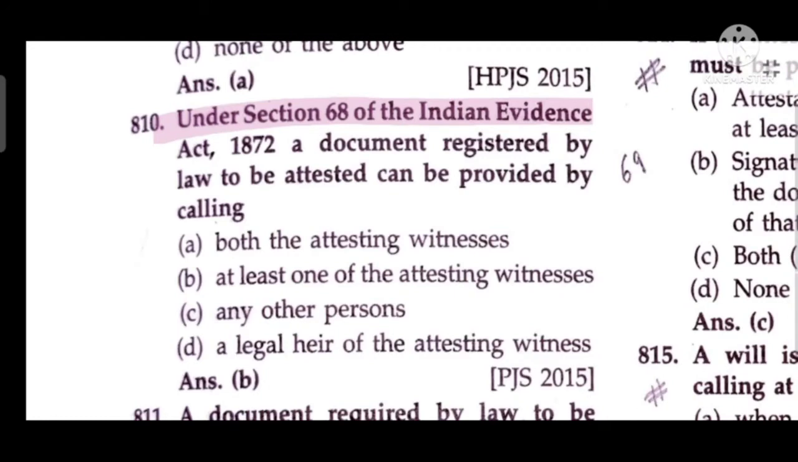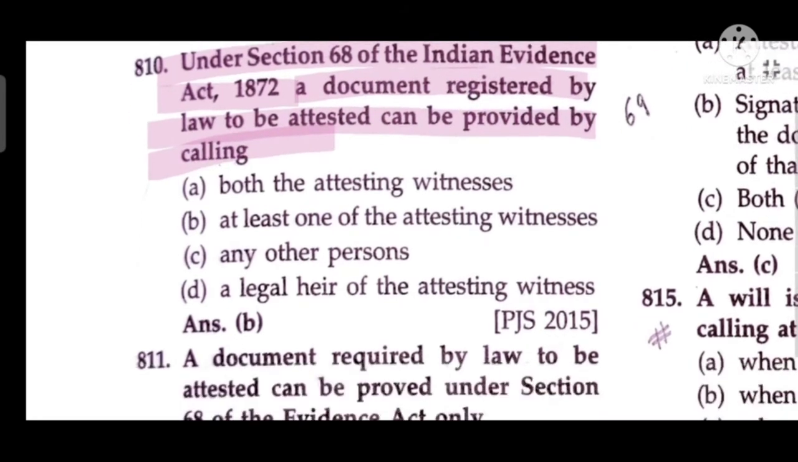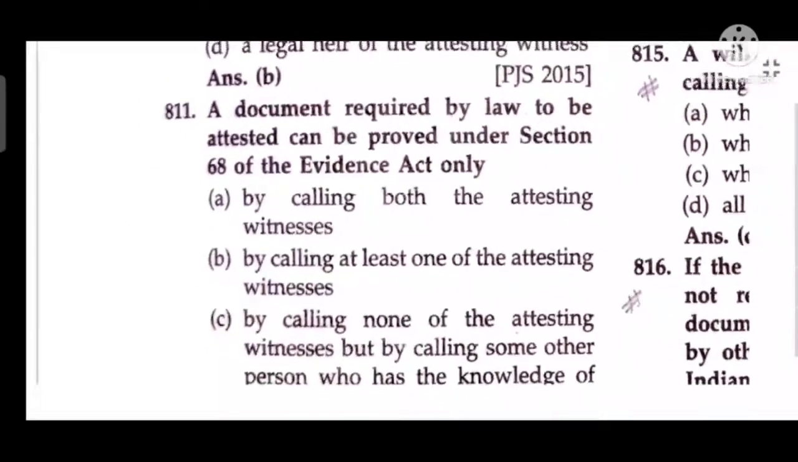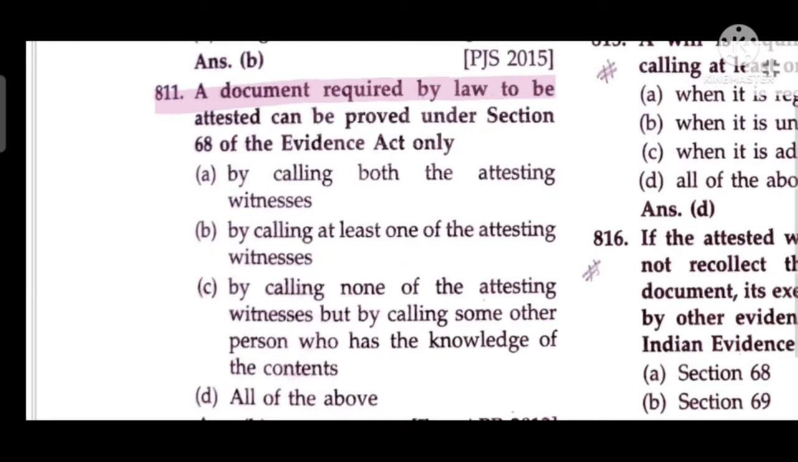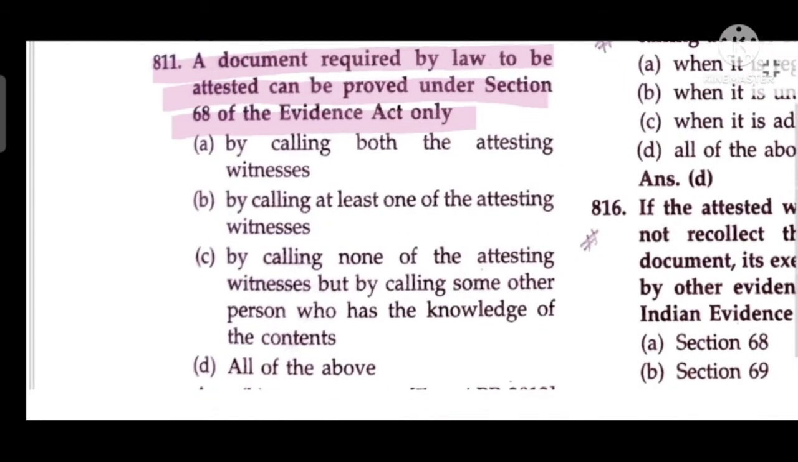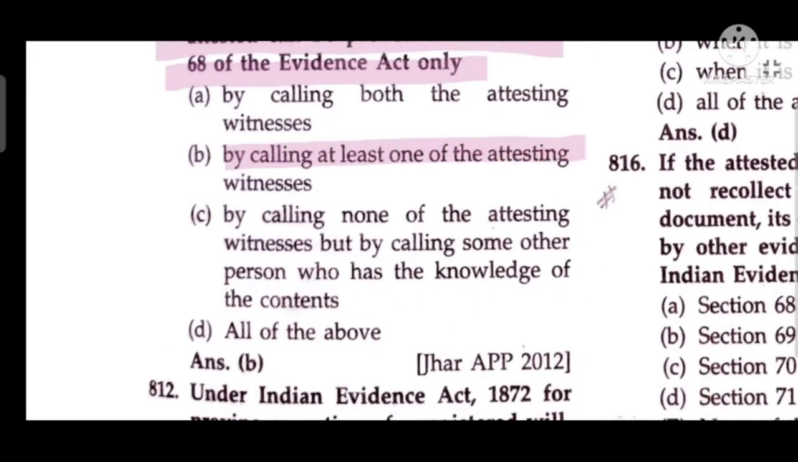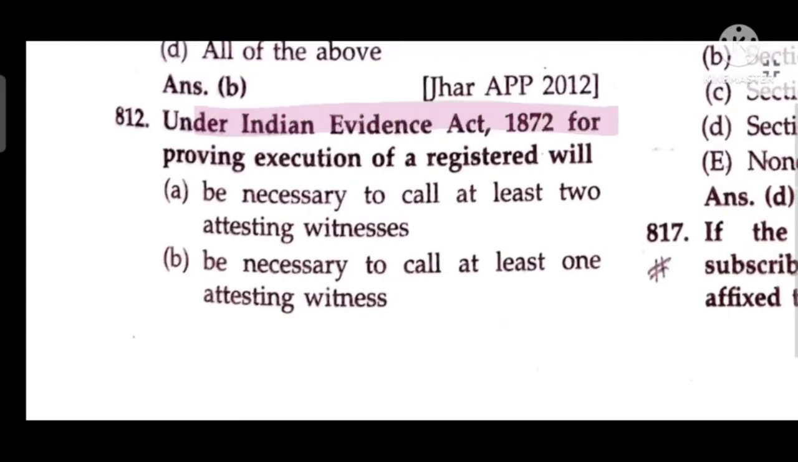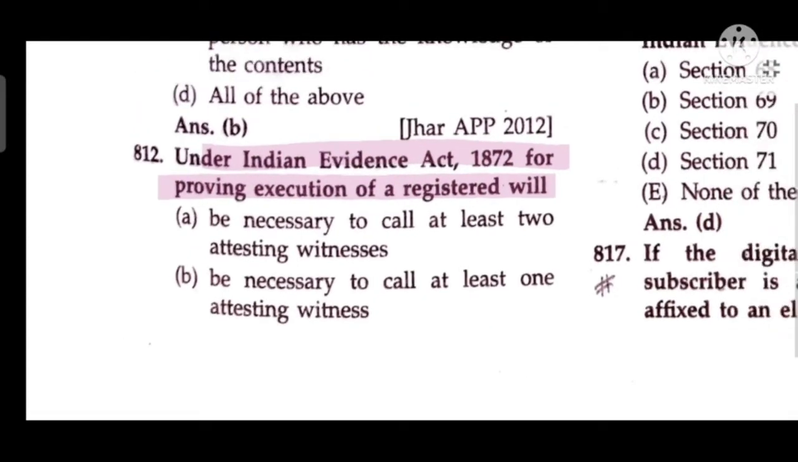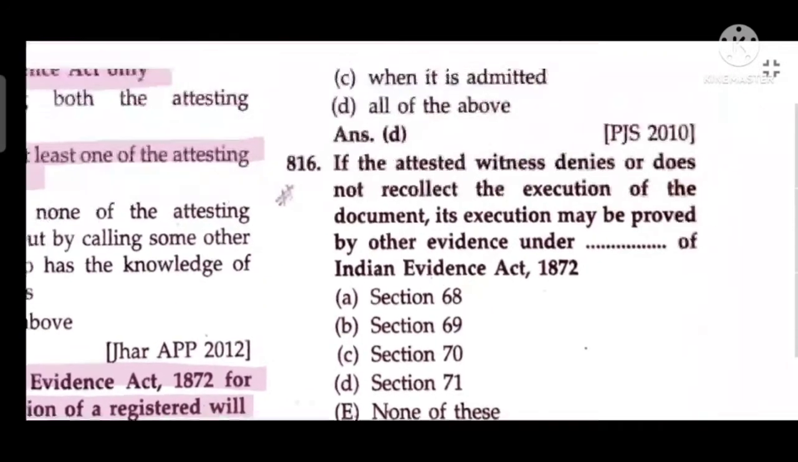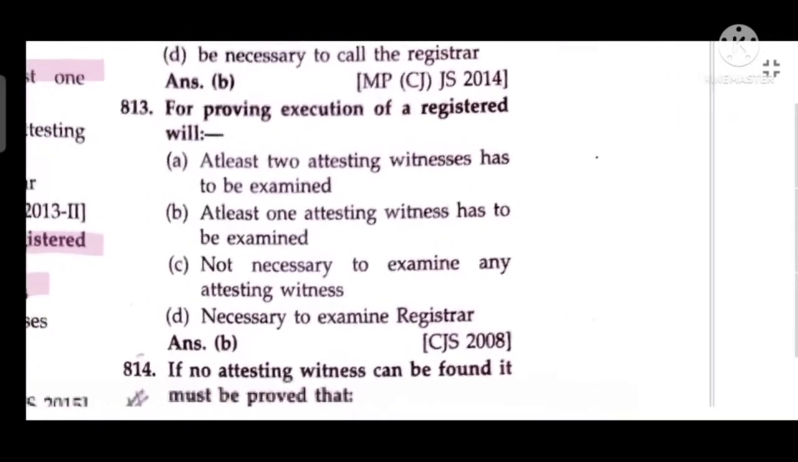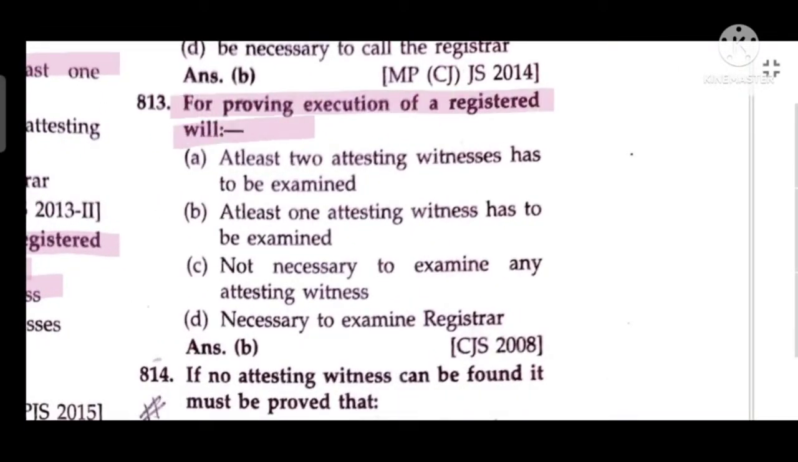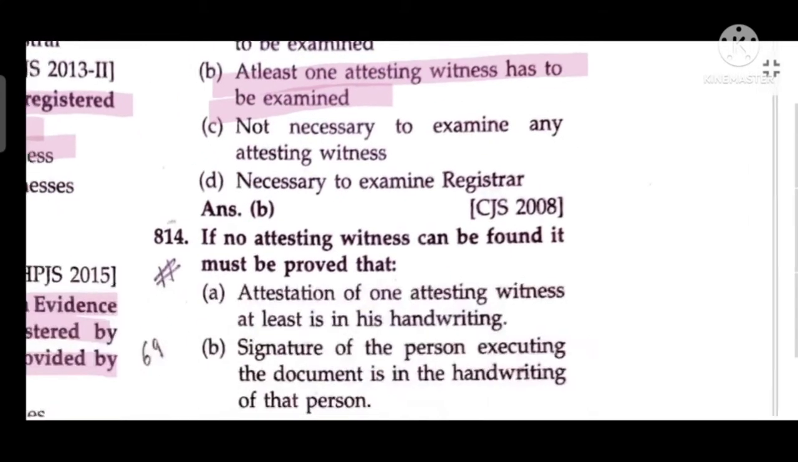Under Section 68 of the Indian Evidence Act, 1872, a document required by law to be attested can be proved by calling at least one attesting witness, only by calling at least one attesting witness. For proving the execution of a registered will, at least one attesting witness has to be examined.